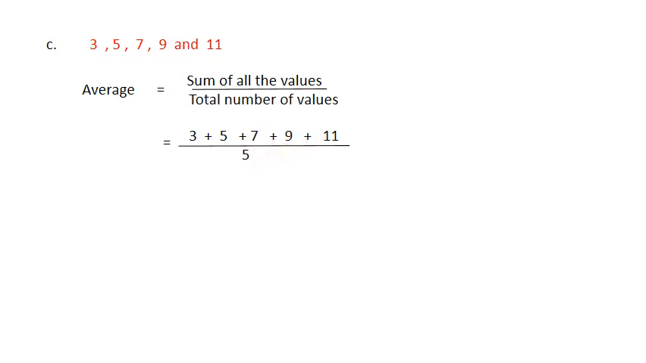Now student, do one by one. Like 3 plus 5, 8. 8 plus 7, 15. And 15, and then 11 plus 9, 20. Total becomes 35. And 35 divided by 5 is equal to 7, because 5 sevens are 35. So average of 3, 5, 7, 9 and 11 is 7. Student, you can add here in a vertical form also.